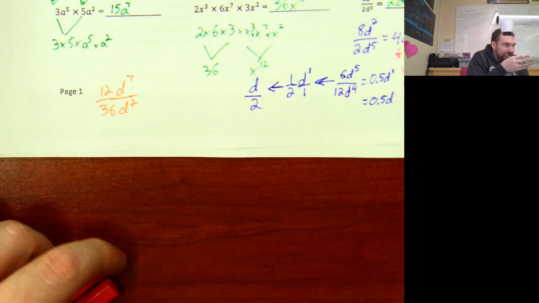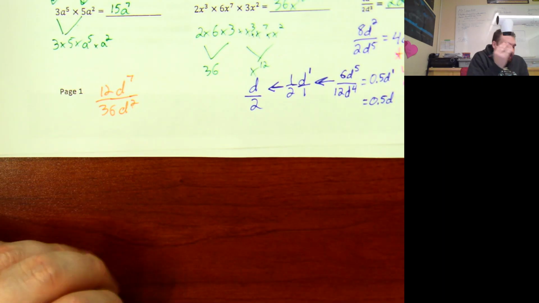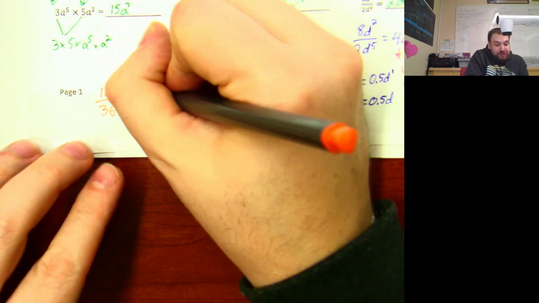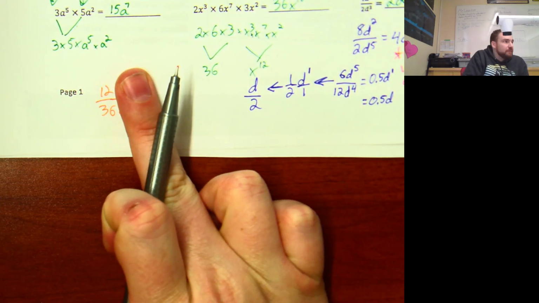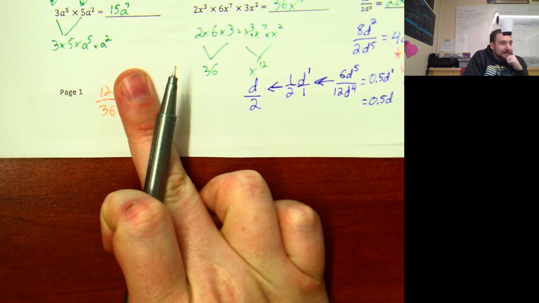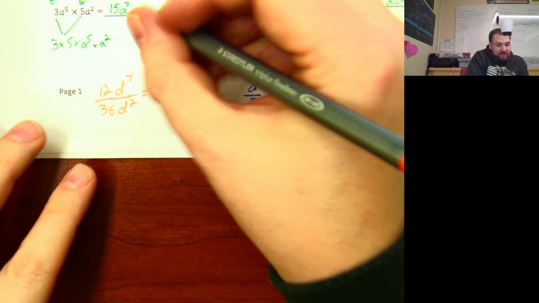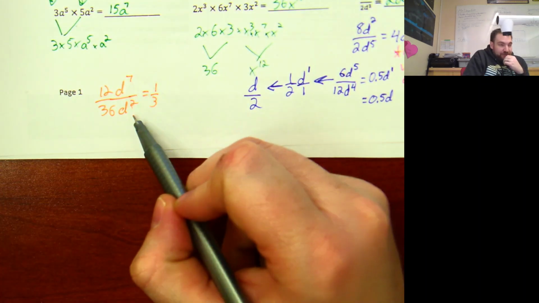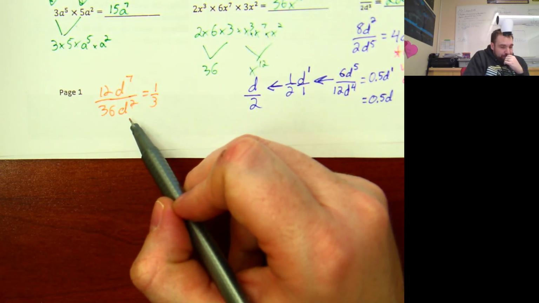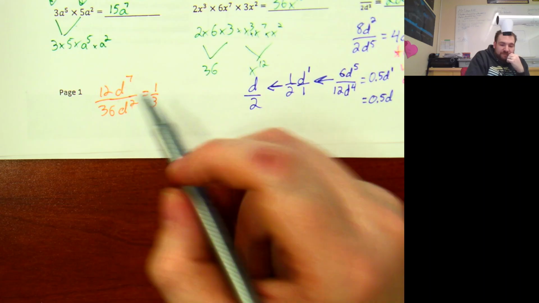And I don't want to write this thing as a decimal. I'm just going to reduce the fraction. Looking at this, what's 12 over 36 as a reduced fraction? Kyla? It's 1 over 3. Because 12 and 36 are both divisible by 12. 36 divided by 12 is 3, so this is going to be 1 over 3. And then the d to the 7 over d squared is going to give me what? d to the 5.